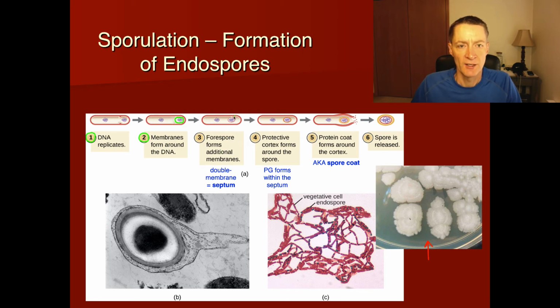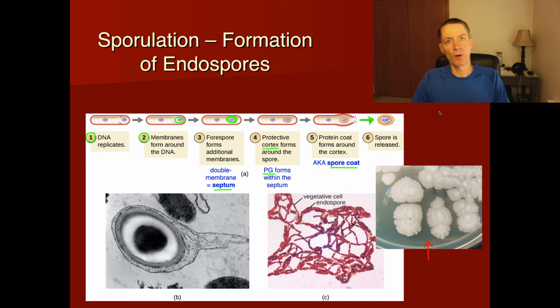Eventually, an additional membrane will form around that DNA, okay? And this will form what is known as a septum, a double membrane around that replicated DNA. Then peptidoglycan will form between those membranes within that septum. Okay, this is a protective cortex that will form. And then outside of that, we have a protein coat, a spore coat that will form. And the spore will be released.